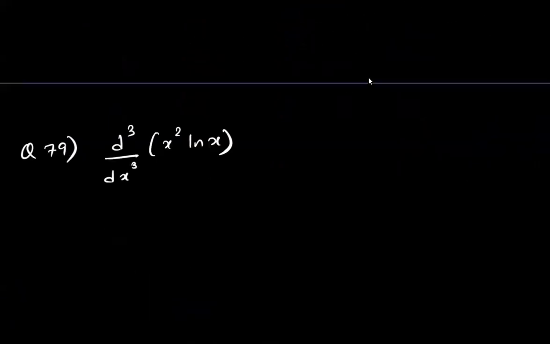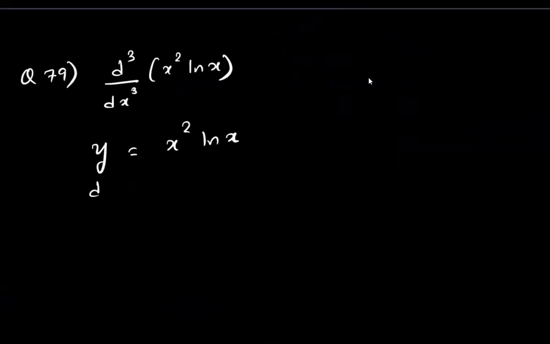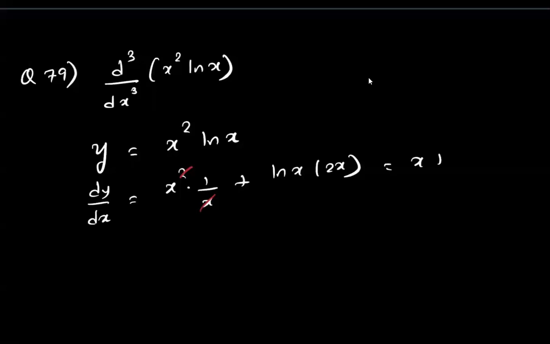So here I have to do the third order derivative. This is what I'm going to do. I'm going to write it down first so that I can do my first order derivative using the product rule. So I have x squared times 1 over x plus ln x times 2x. Now this can be reduced to x plus 2x ln x.